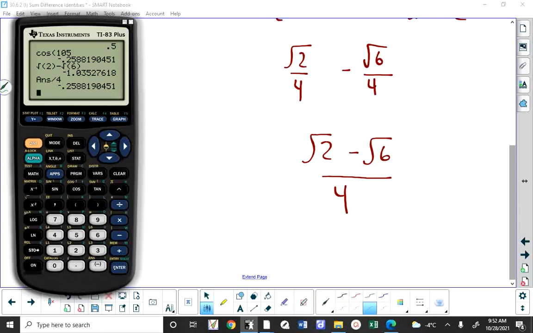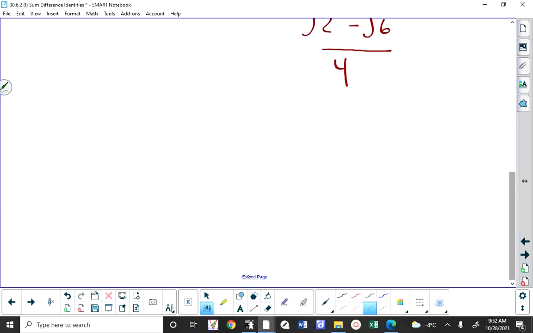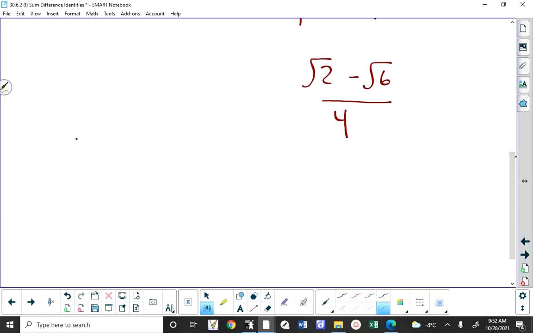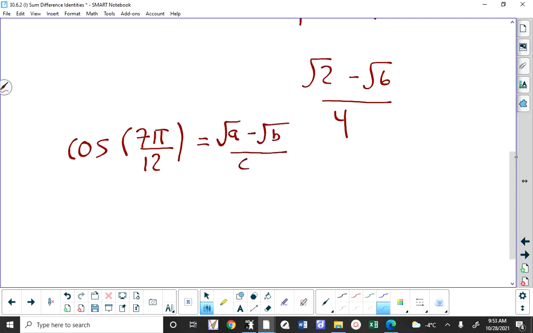So it would be cosine of 7 pi over 12. Was it 7 pi over 12, everybody? Okay. is equal to root A minus root B over C. What are the values of A, B, and C? 2, 6, 4.